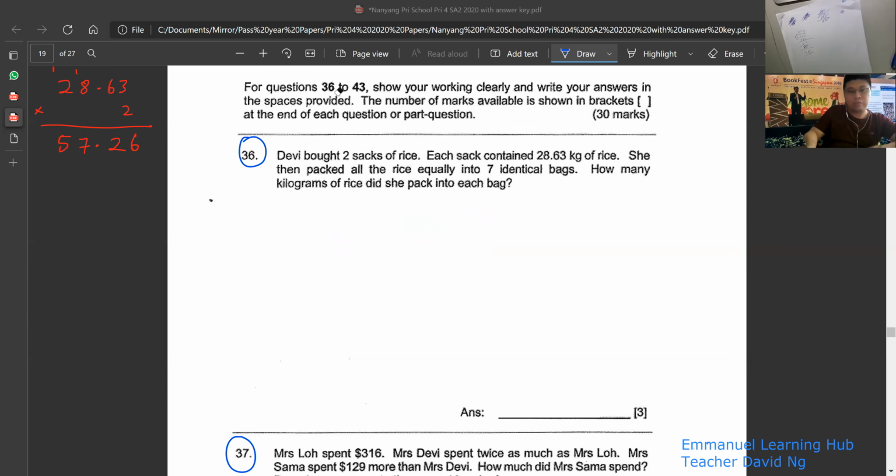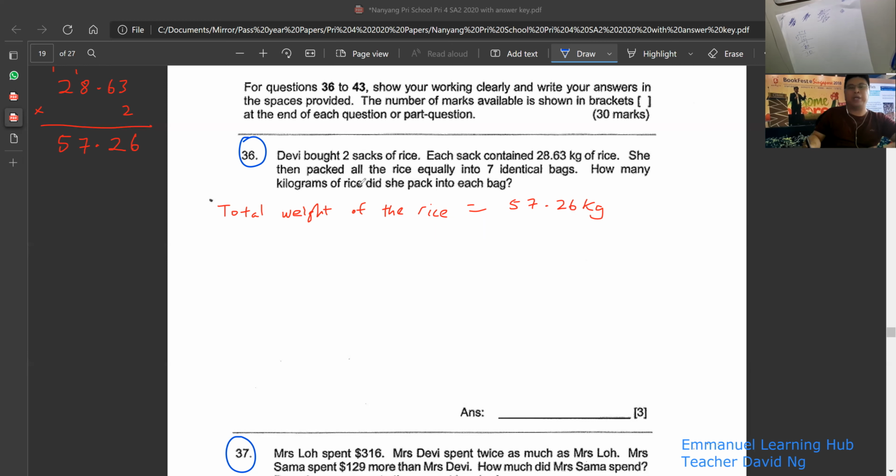57.26 is the total weight of the rice. Okay? But the story doesn't end there.